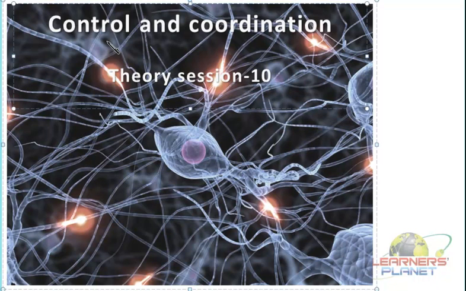Let us continue with the chapter Control and Coordination. Now after studying a lot about this type of process, we know very well that in the higher organisms, as we were discussing about human beings, there are two systems which are working for the process of control and coordination. Now which system is working for this process?